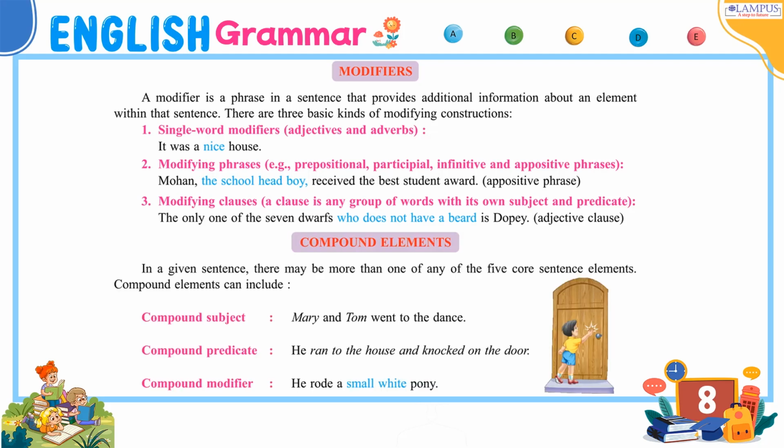Adjective clause. Compound elements. In a given sentence, there may be more than one of any of the 5 core sentence elements. Compound elements can include compound subject. Mary and Tom went to the dance. Compound predicate. He ran to the house and knocked on the door. Compound modifier. He rode a small white pony.